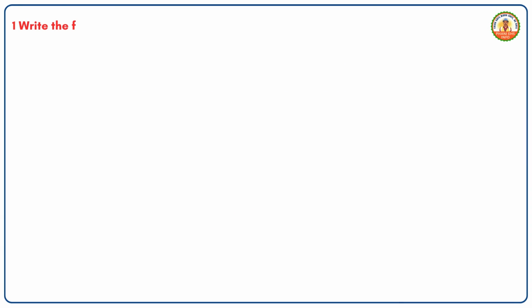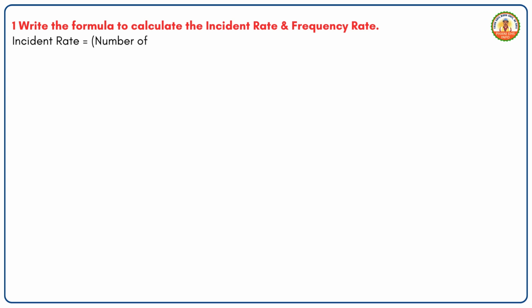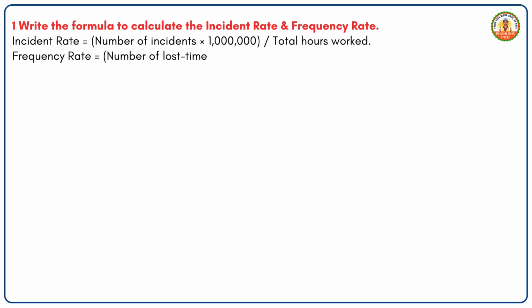1. Write the formula to calculate the incident rate and frequency rate. Incident rate is equal to number of incidents times 1 million over total hours worked. Frequency rate is equal to number of lost time injuries times 1 million over total hours worked.